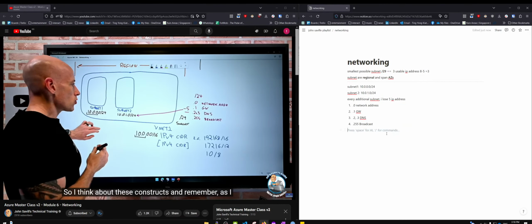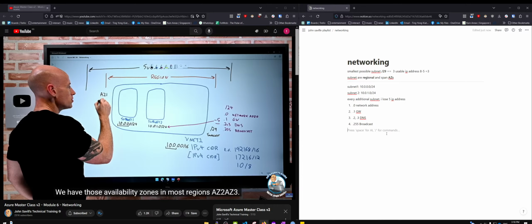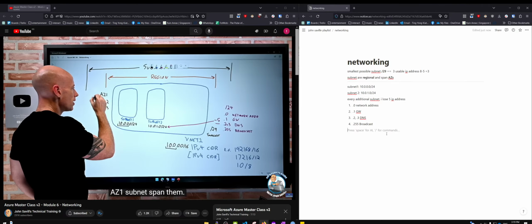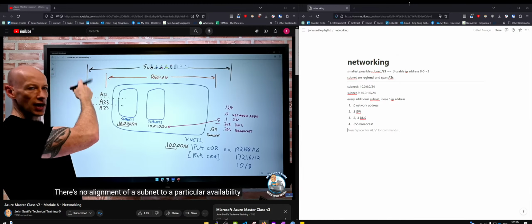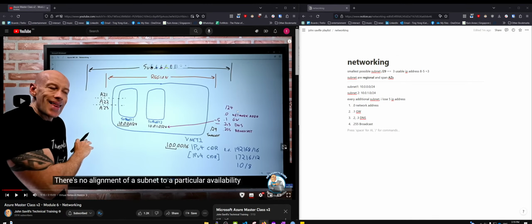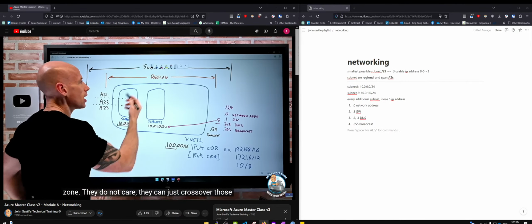So think about these constructs. And remember, as I mentioned already, we have those availability zones in most regions, AZ2, AZ3, AZ1. Subnets span them. There's no alignment of a subnet to a particular availability zone. They do not care. They can just cross over those. And then I would create resources.